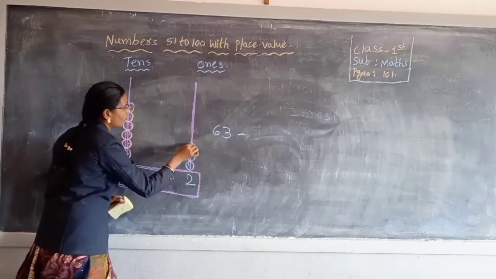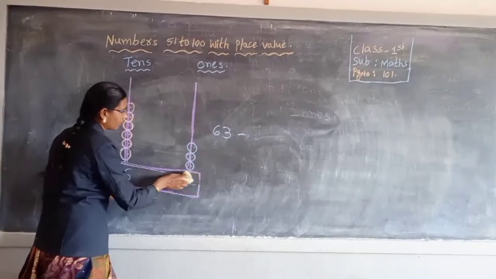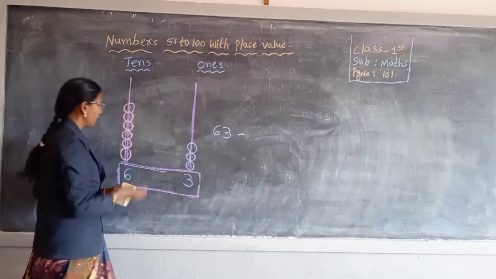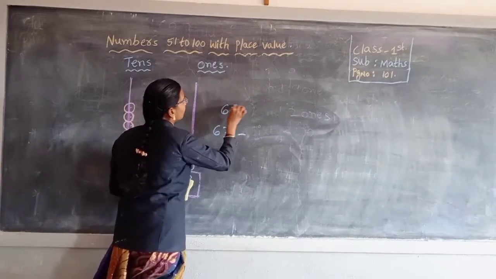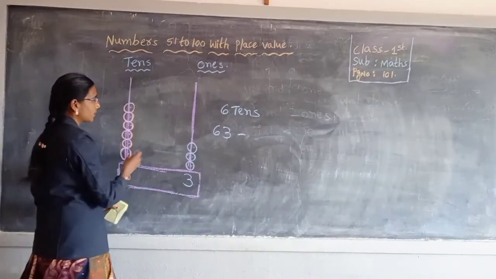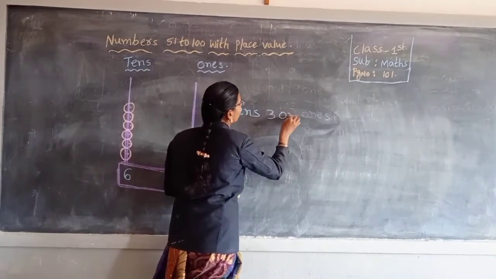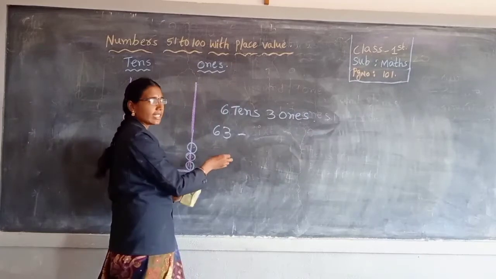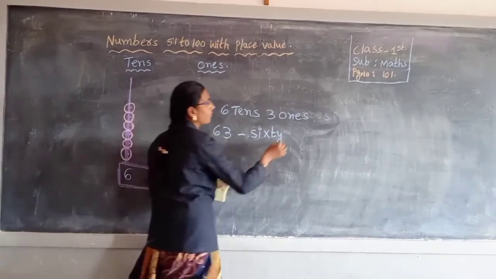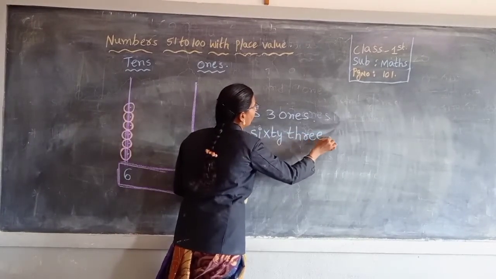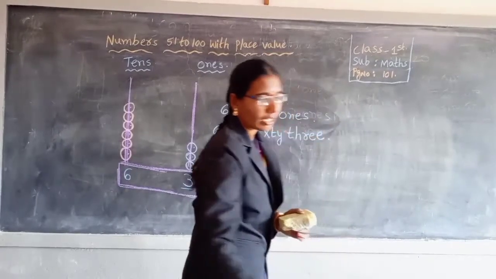63. Ones place, how many beads do you have? Count, children. 1, 2, 3. 3 beads. Tens place, how many beads do you have? 6. 63. 6 tens. And how many ones do you have there? 3 ones. 6 tens and 3 ones is 63. S-I-X-T-Y, 60. T-H-R-E-E, 3. 63. 63 comes after which number?